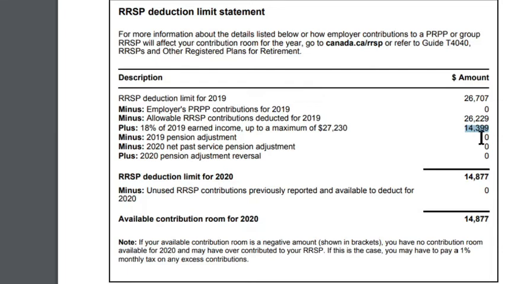And then there's the famous annual RRSP contribution limit, which is the famous 18% of the earned income up to a maximum of $27,230. It appears here, plus or minus any pension adjustments. So finally we get the RSP deduction limit for 2020.